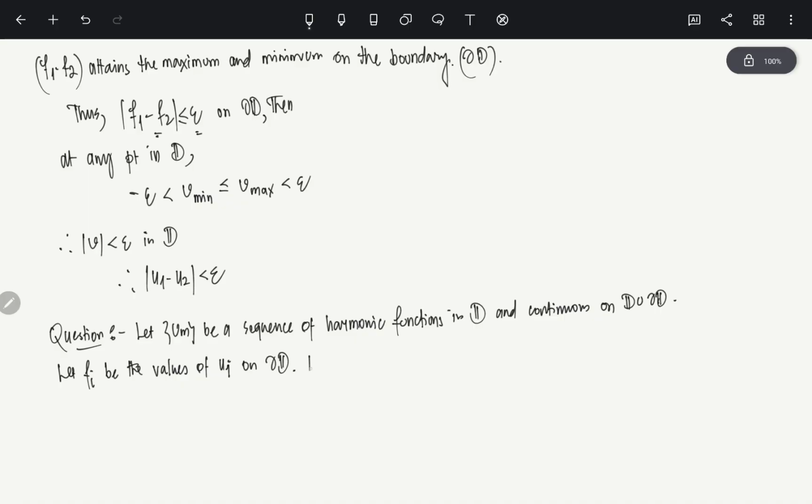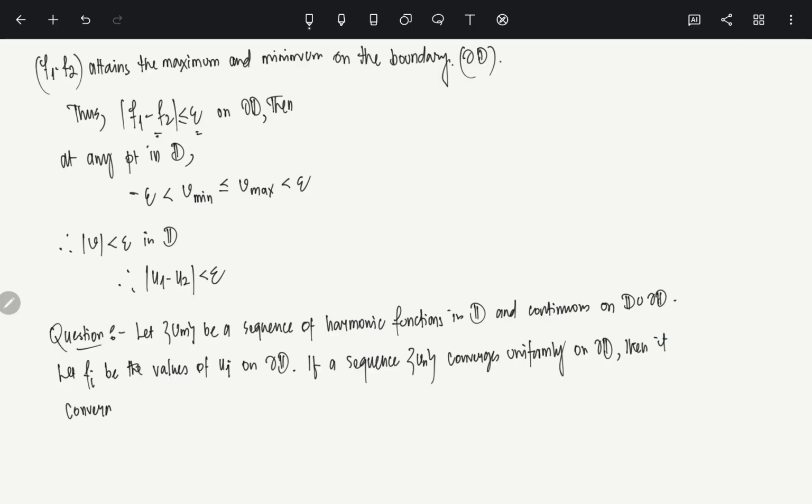Now if the sequence u_n converges uniformly on the boundary del D, then it converges uniformly in the set D also.